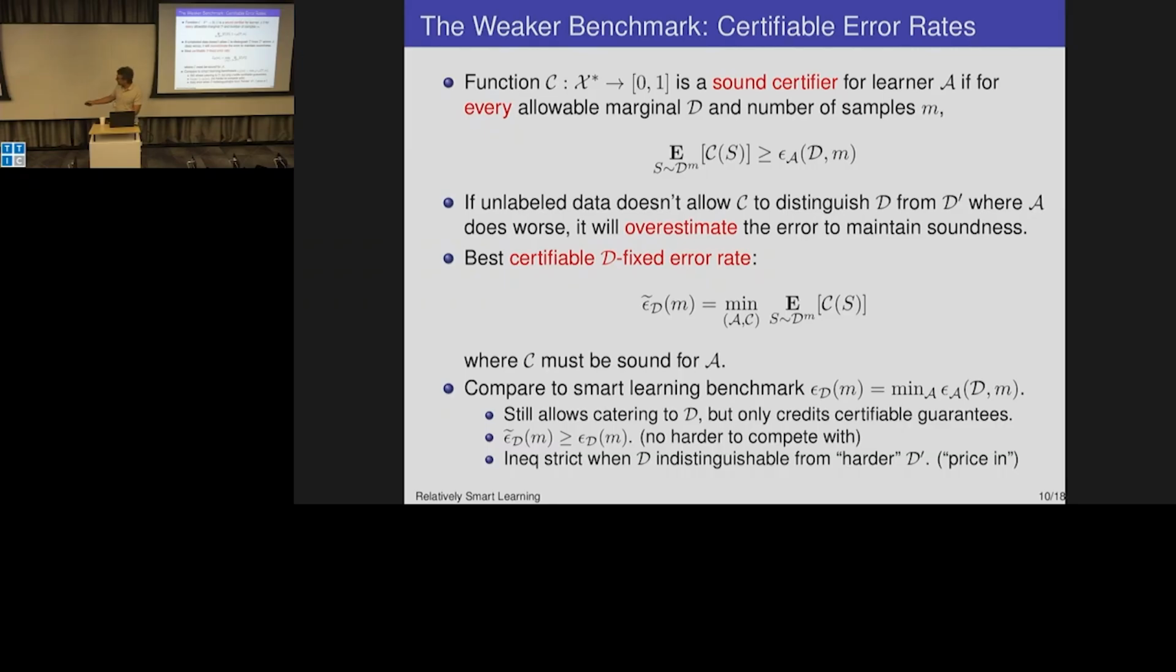So let's compare this to the distribution fixed rates, which smart learners compete with. This is the best learner for that distribution. This is a lot like that in the sense that it still allows me to design the learner specifically for the distribution D. So it is distribution fixed in some way, but it only credits the learners with what they can certify. So it's strong in the sense that it's still something that's catered to the distribution, but it's a weakening of the original epsilon because it only gives you credit for the guarantees you can certify.